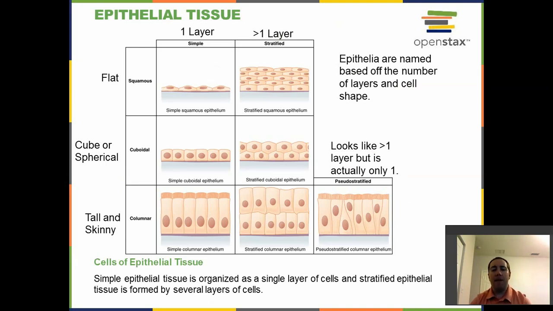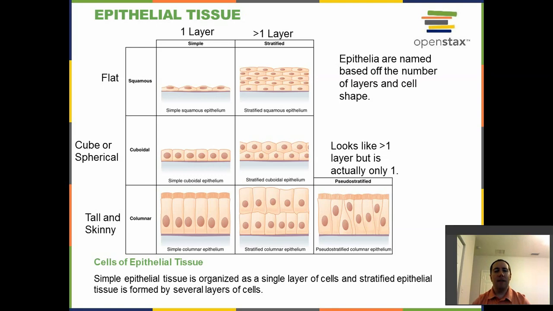And we said epithelial tissues are tissues that line our body, either inside or outside. There are lots of different types of epithelial tissues, but the names are very descriptive. Every epithelial tissue is going to have two words in its name. One of them describes how many layers of cells are in that tissue, and the other describes the shape of those cells. Specifically, it is the shape of the topmost layer of cells.